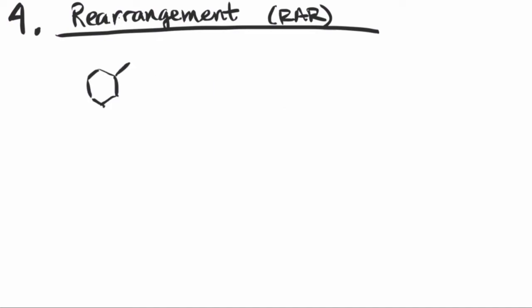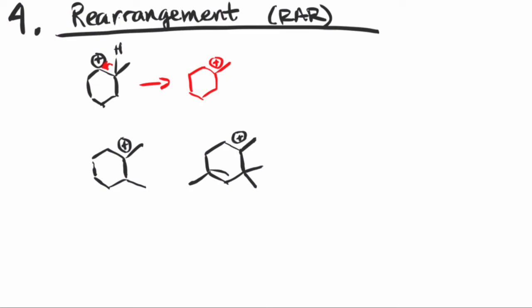All right, let's do some practice here. What about this molecule? This is a secondary carbocation. Can we make it tertiary? Yes, we can do a 1,2 hydride shift. Very good. How about this molecule? No, you can't, right? It's already a tertiary carbocation. There's nothing more we can do to stabilize it.